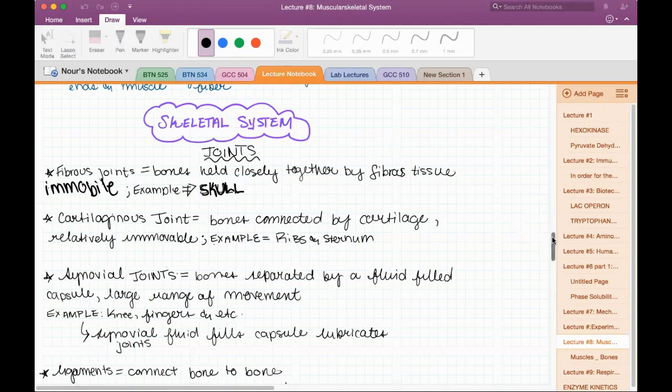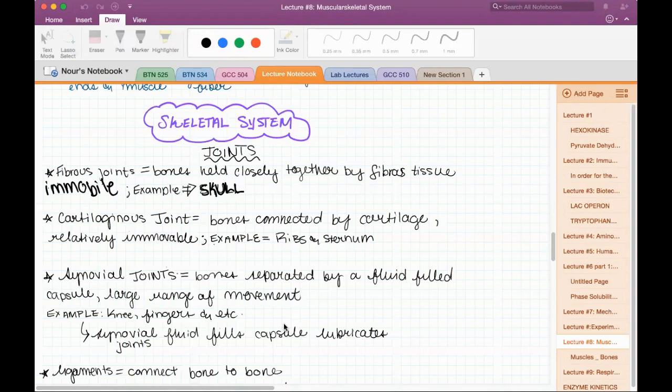So next, the second type is cartilaginous joint. Bones are connected by cartilage and relatively immovable, so ribs, sternum. Synovial joints are bones separated by a fluid-filled capsule, which has a large range of motion. So like your knee, fingers, and stuff like that.